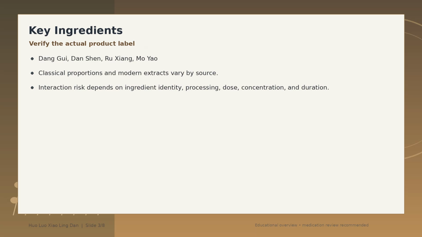Key herbs commonly associated with this formula include Dan Gui, Dan Shen, Ru Xiang, Mo Yao. In classical formula analysis, some herbs address the principal mechanism, others support the chief action, and others harmonize or direct the prescription. The exact composition can vary by lineage, manufacturer, granule concentration, and modification. For interaction analysis, the actual ingredient label and dose are more important than relying only on the traditional formula name.